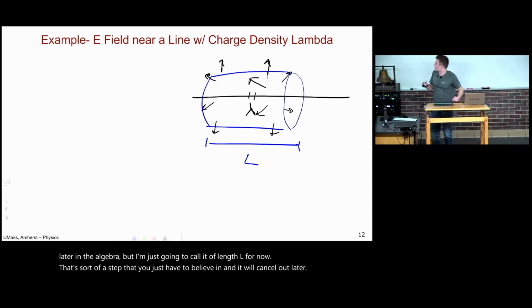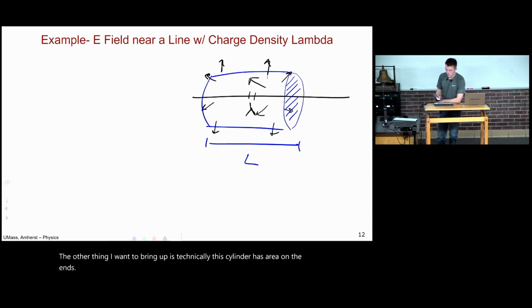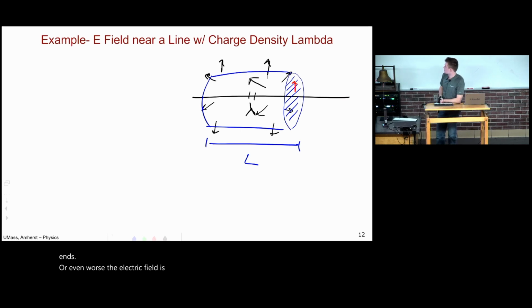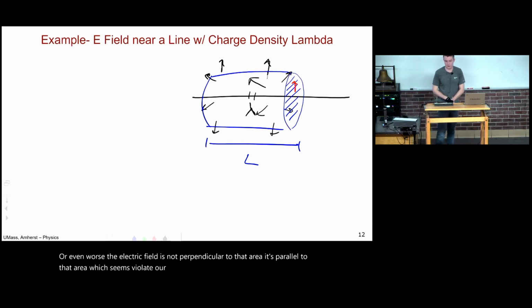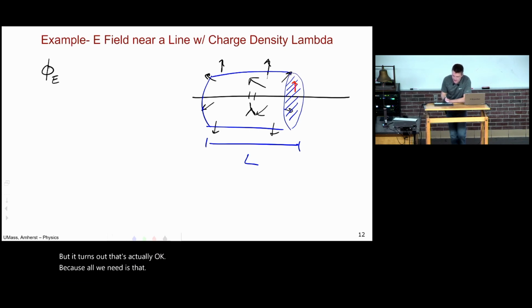The other thing I want to bring up is technically this cylinder has area on the ends. Or even worse, the electric field is not perpendicular to that area. It's parallel to that area, which seems to violate our rules of what makes a surface smart. But it turns out that's actually okay, because all we need is that, and again, this is a little hairy, so don't worry if you don't completely get it. You can just understand the answer.